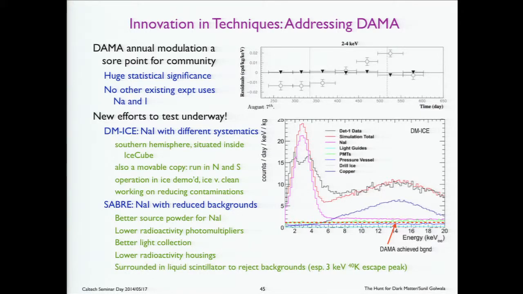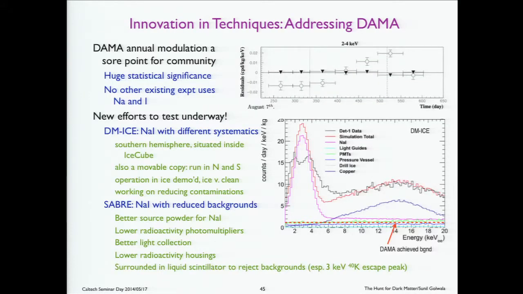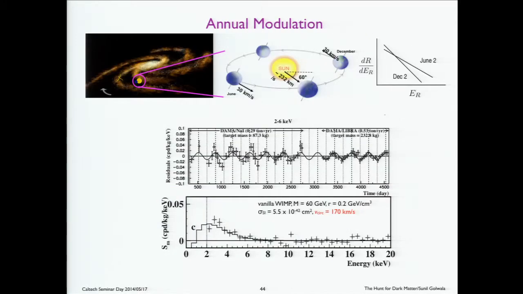But now finally, there are a couple of groups that are trying to test this, given that this signal's been around for so long. One is called DM-Ice, and what they're doing is taking sodium iodide crystals, except they're going to put them in ice at the South Pole, and they've actually demonstrated that this works. And the idea is that if the signal being seen here is due to some sort of environmental effect, for example, the number of muons passing through the laboratory changes depending on time of year because the atmospheric pressure above the laboratory varies with time of year. So if this is due to some sort of annual effect that's due to weather, et cetera, then if you go to the southern hemisphere, you should see it change phase. So they will try to test whether they see the same phase of signal or not.